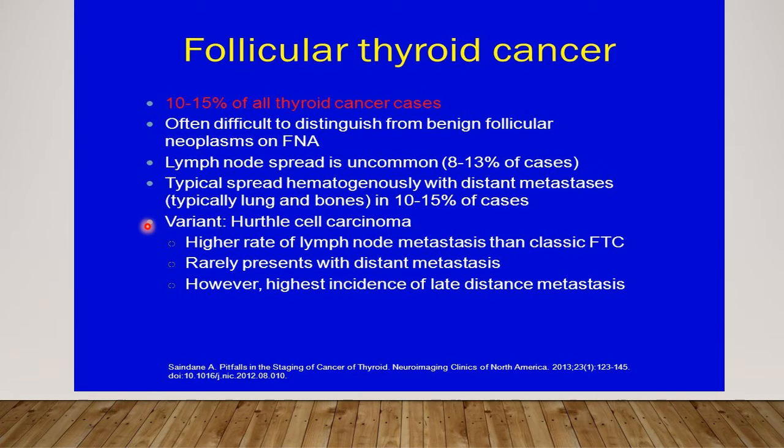A variant of follicular cancer is known as Hürthle cell carcinoma, where the cells are very large, and this is a more aggressive form of follicular carcinoma. It has a higher rate of lymph node metastasis than classical follicular thyroid cancers. It rarely presents with distant metastasis. However, a high incidence of late metastasis is common.